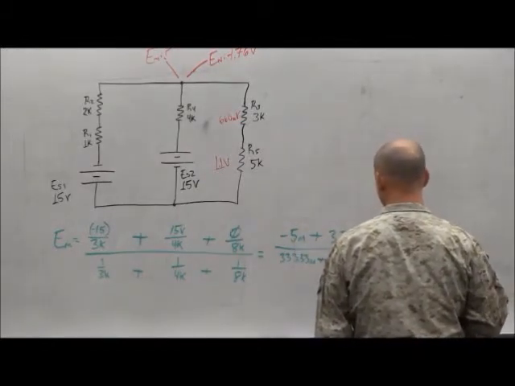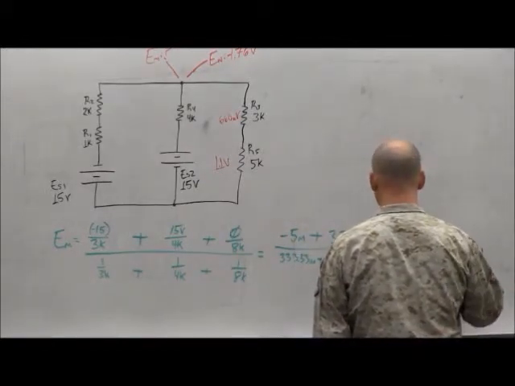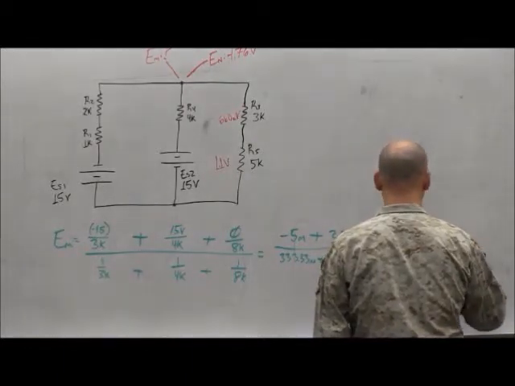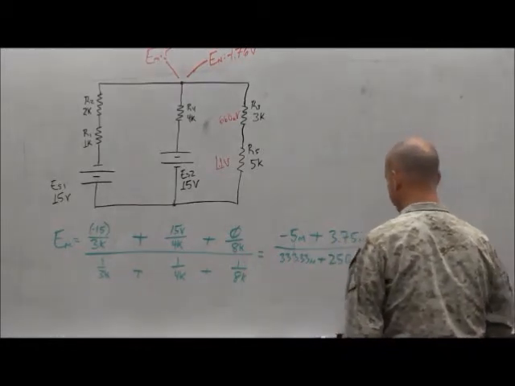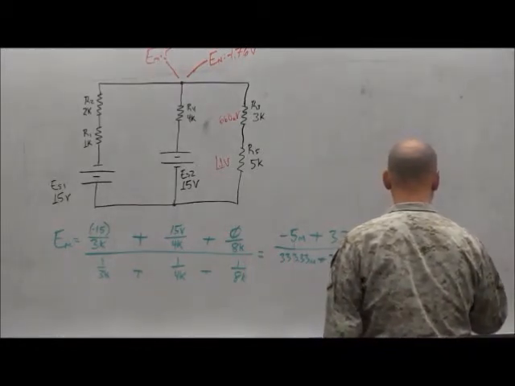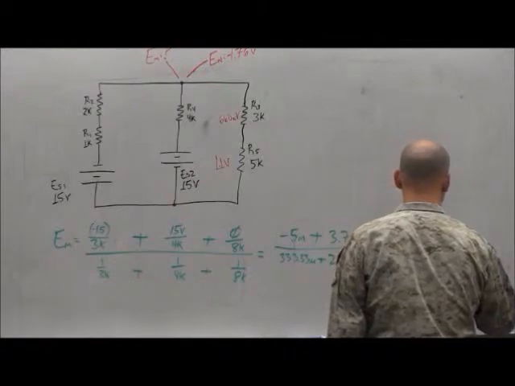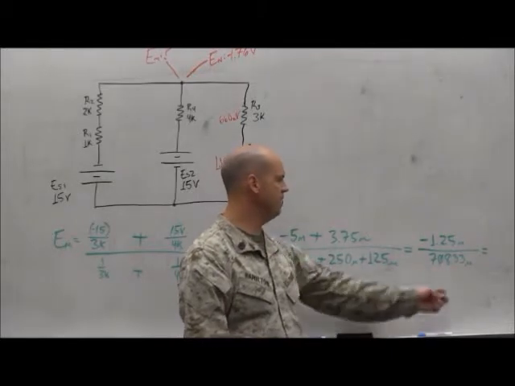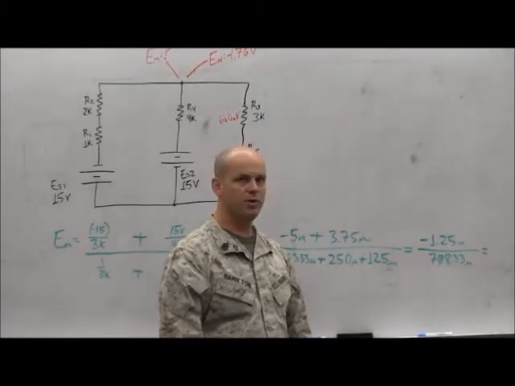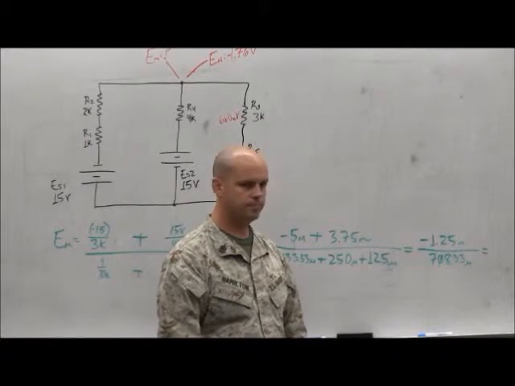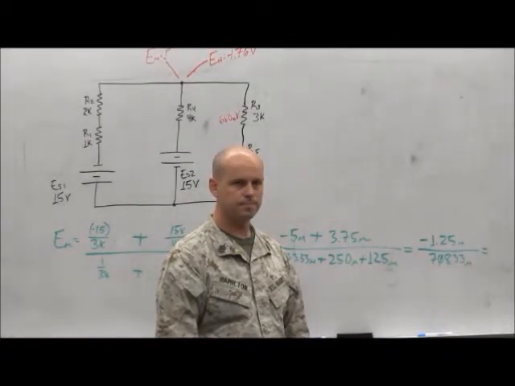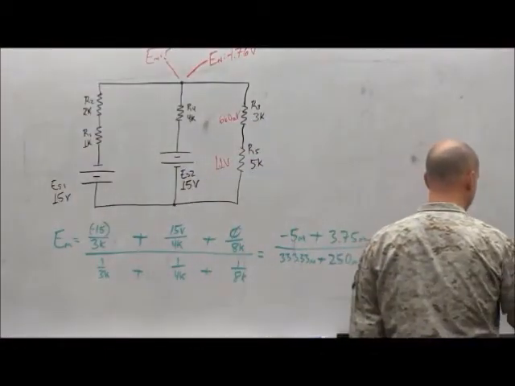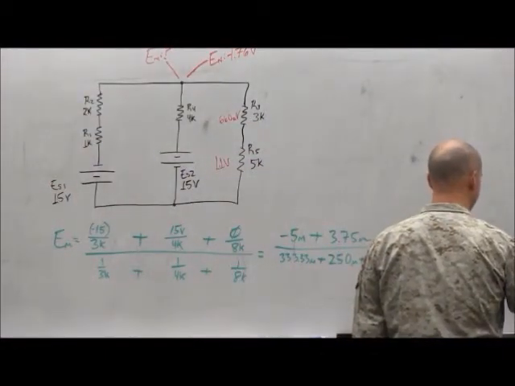What do you get in the numerator? Negative 1.25 milli? Yes. And what do you get in the denominator? Okay, take negative 1.25 milli divided by 708.33 micro. What do you get? Negative 1.76 volts.